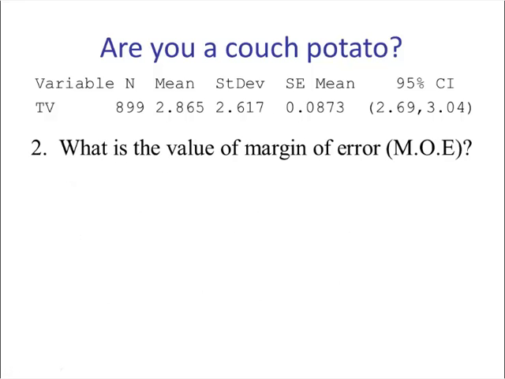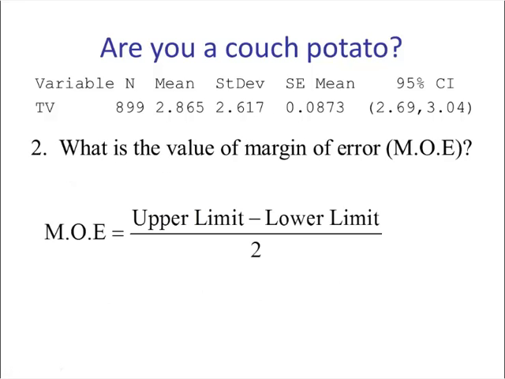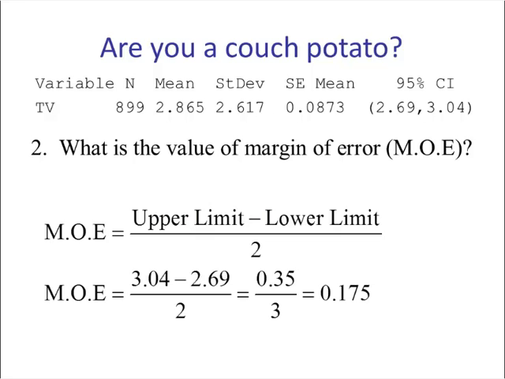Number 2, what's the value of the margin of error? If we use our formula, take the upper limit minus the lower limit, divided by 2, we get 0.175. And you may ask yourself, how do we know how many decimal places to take it? Well, if it doesn't specify, usually we take it one more decimal place than what's given. This is 2 decimal places for the confidence interval, so we want to go to 3.